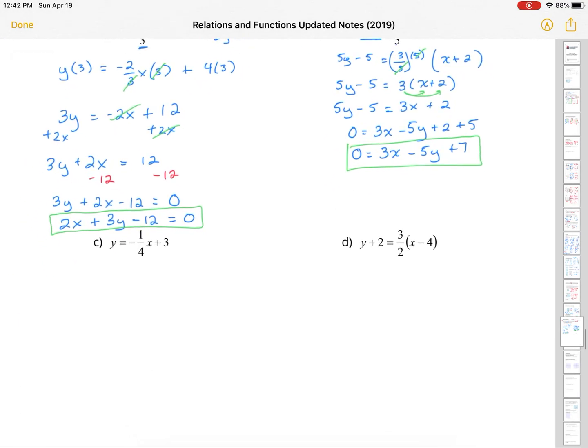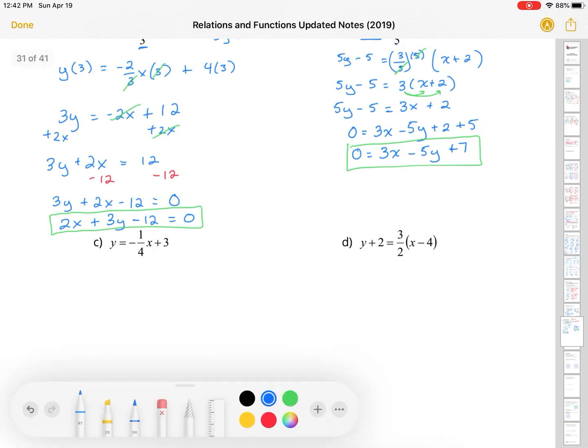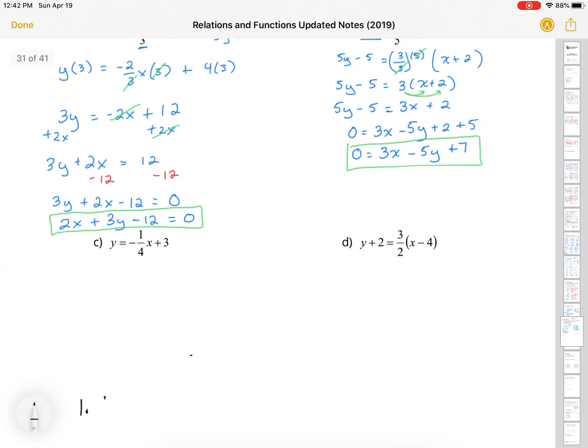Let's look up this one here. Now you're noticing all these have fractions. The first step is going to be always, and I'm going to put that in blue, or maybe we'll put it in black. First step, get rid of fractions.